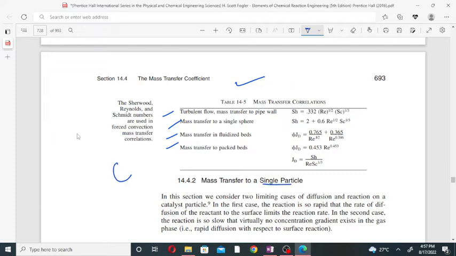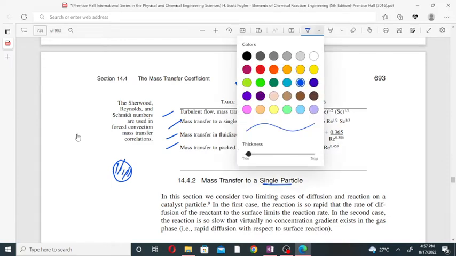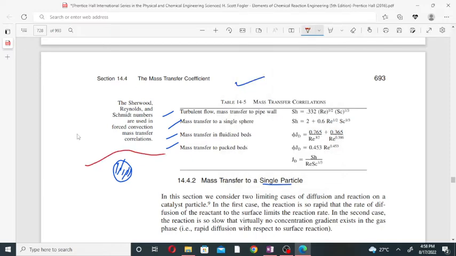Suppose we have a single catalyst particle which is spherical in shape, and suppose there is some fluid flowing around the catalyst particle. So the mass will transfer from the fluid to the catalyst. The velocity of the fluid is, suppose, u.